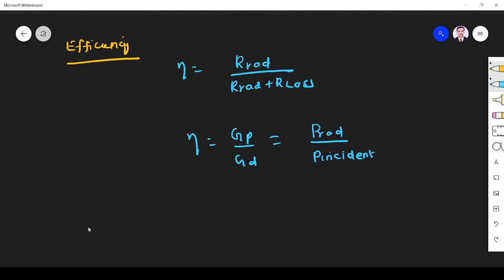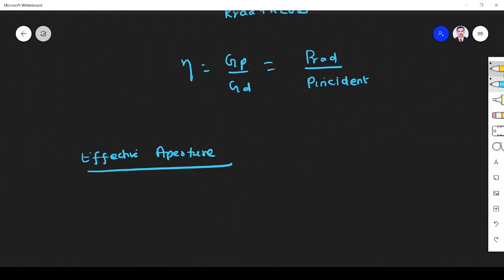Next one, effective aperture. Effective aperture is the receiver characteristic of an antenna. This is the only parameter which talks about the receiver. Other parameters are applicable for both transmitting and receiving antennas. Effective aperture is the receiving parameter, indicating the power capturing capacity of the antenna.